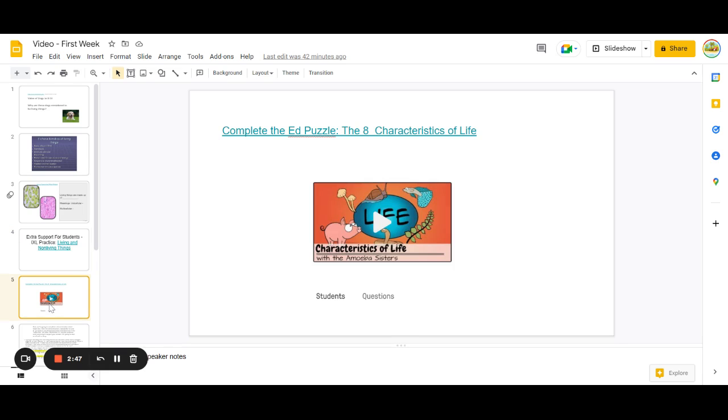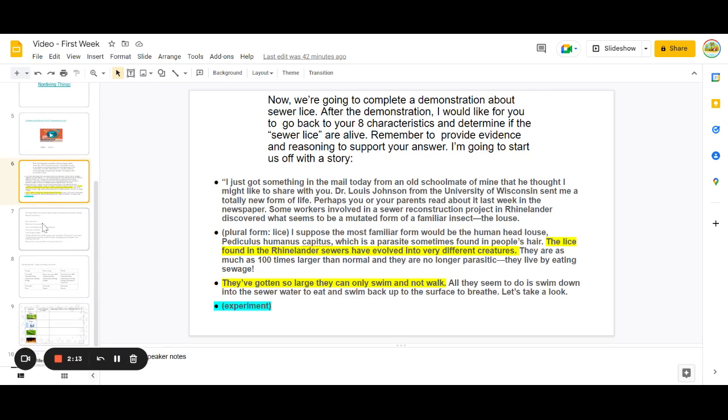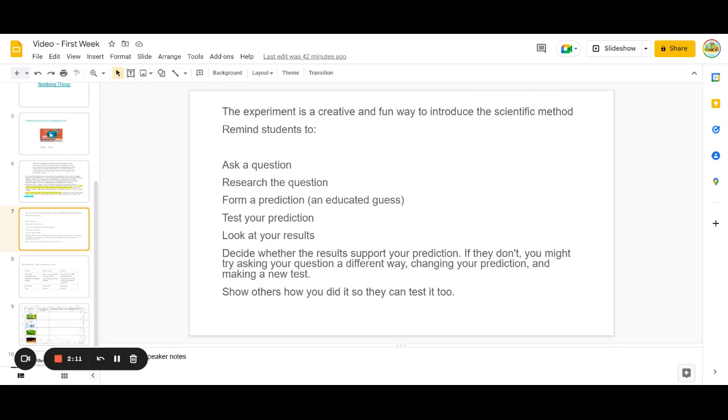Another resource that I used with students was the Amoeba Sisters Ed Puzzle lesson about the 8 characteristics of life. After we finished watching the video and doing the sorting activity, I wanted students to apply their knowledge. So we completed the Sewer Lights experiment, and it's listed here. The students had to determine, after reading the prompts and doing the experiment, if the sewer lights were alive or not alive. This was a great, fun, and creative way to introduce the scientific method.